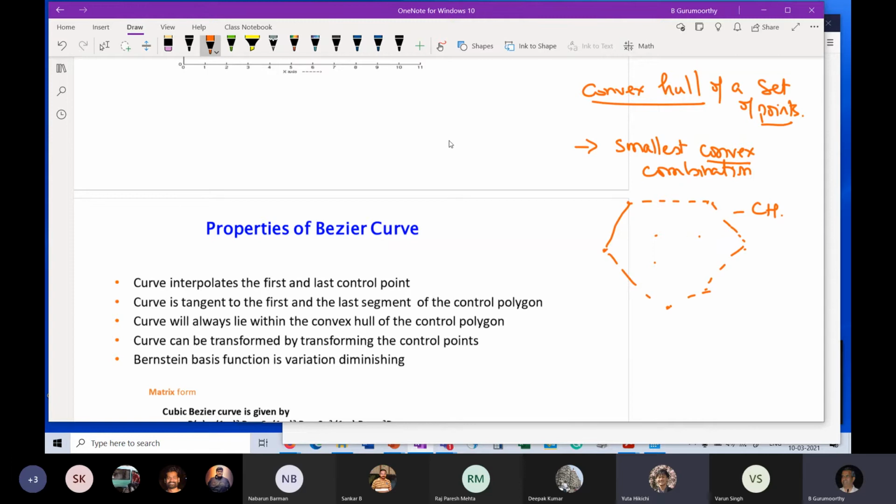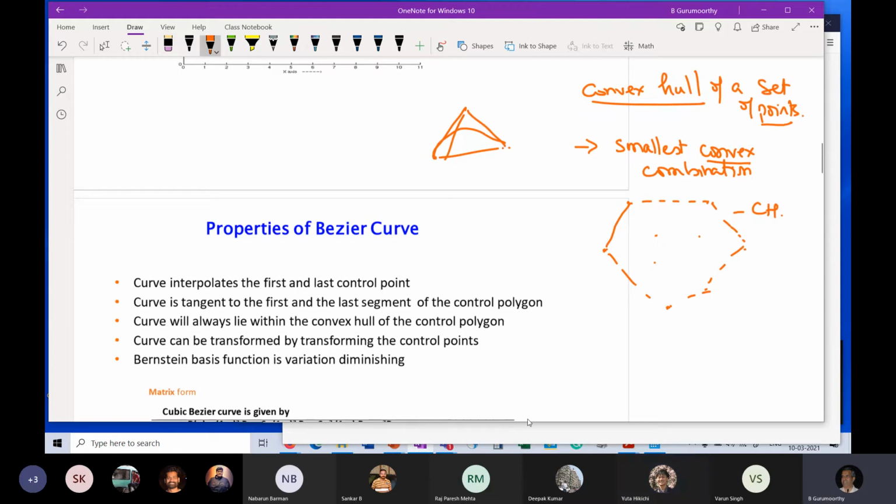Right? So go back to our example. If I pick my control points to be this, what is the convex hull corresponding to that? The convex hull corresponding to that is this triangle itself. And what this property says is that no matter what happens, my curve will always stay inside this convex hull. It cannot go outside.